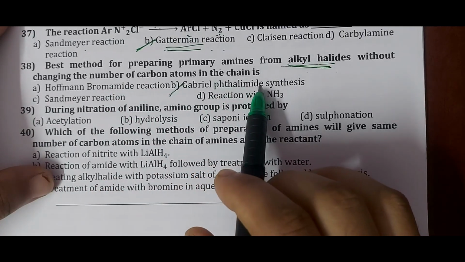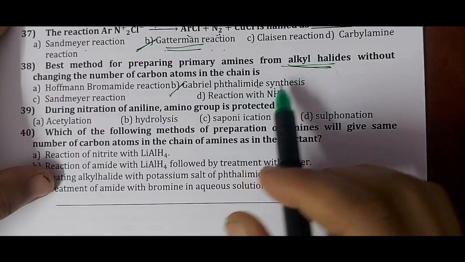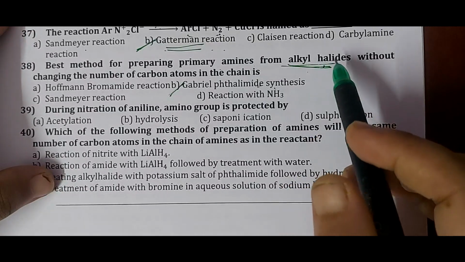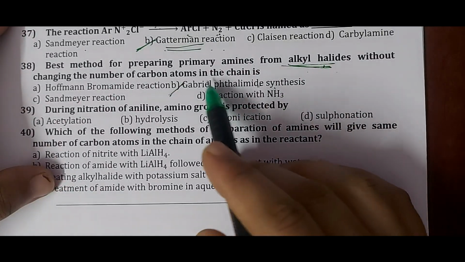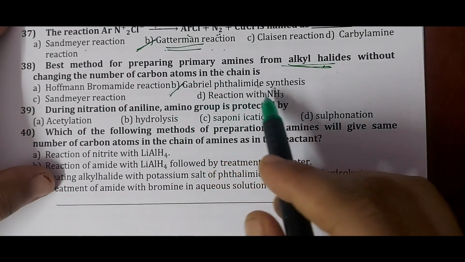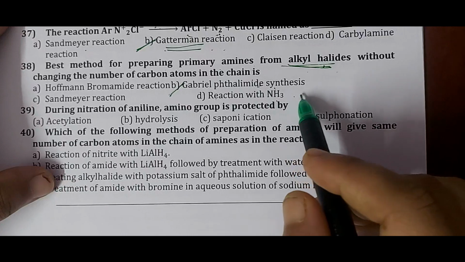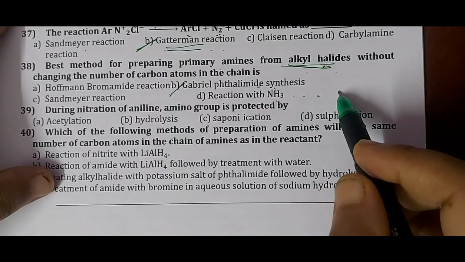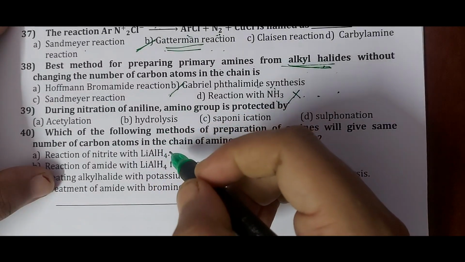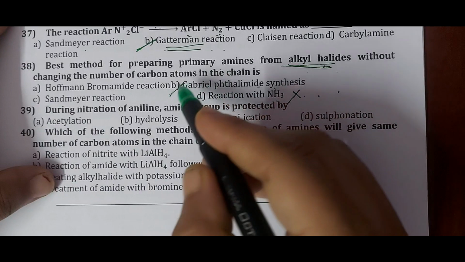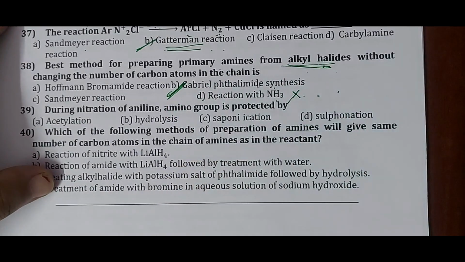Gabriel phthalimide synthesis, primary amines we prepare using alkyl halide. We use alkyl halide to get alkyl phthalimide, and hence this is a proper reaction. Reaction with ammonia gives you a mixture of primary, secondary, tertiary and quaternary ammonium salt. Hence this is also not a proper method. So the correct answer for question number 38 is option B, Gabriel phthalimide synthesis.